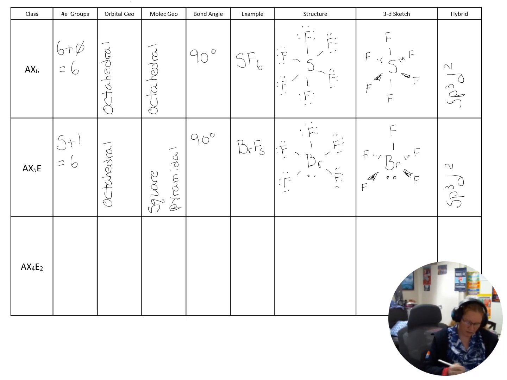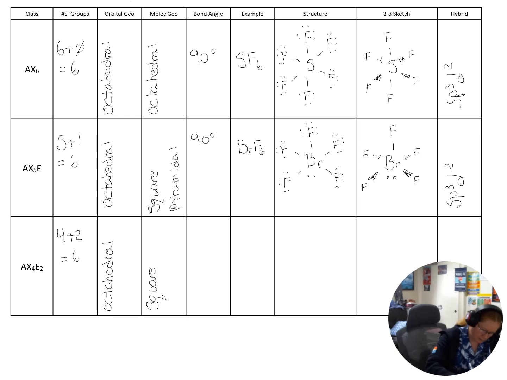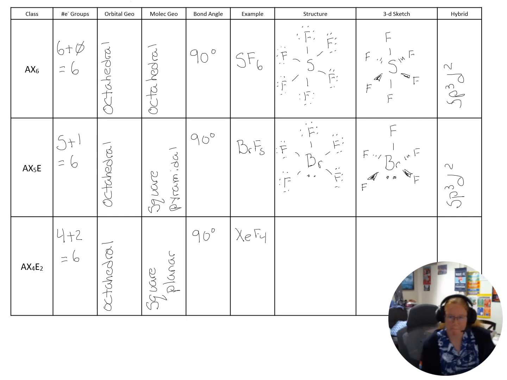All right, last one for our summary. 4 bonding, 2 lone pairs, so 4 plus 2 gives us a total of 6 electron groups. So our orbital geometry is still octahedral. All right, and this is where now we are square planar. Okay, our bond angles are still 90 degrees. Okay, xenon tetrafluoride.